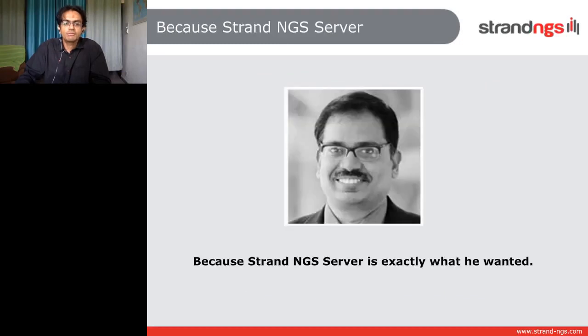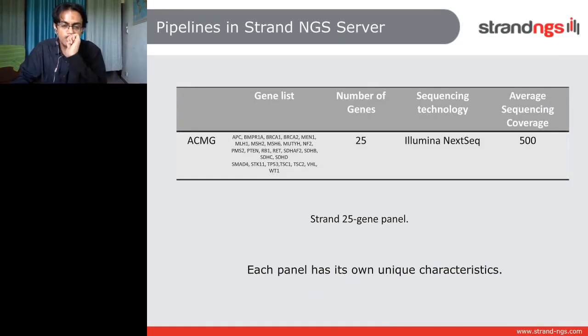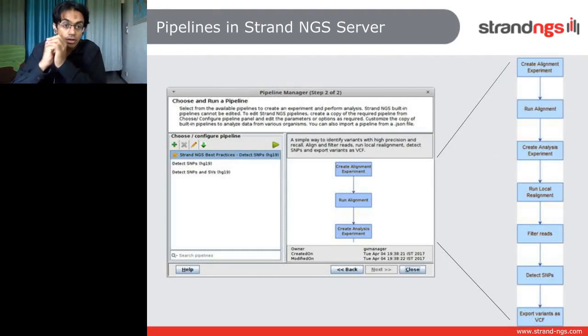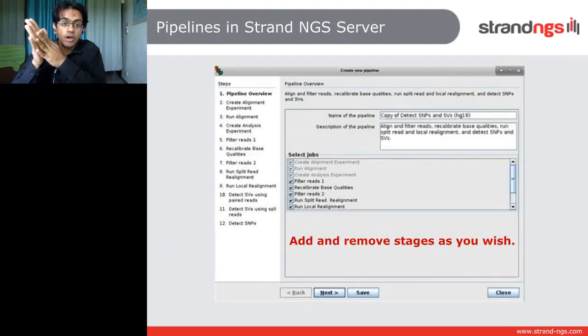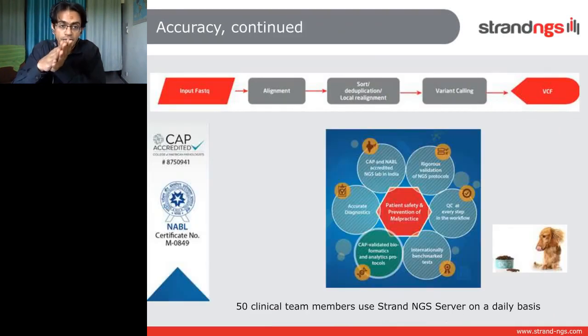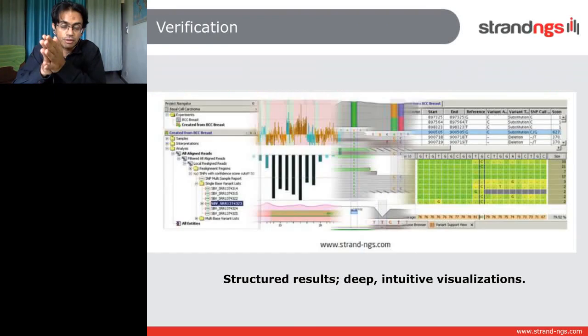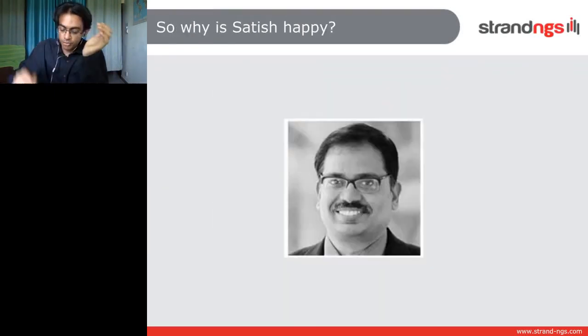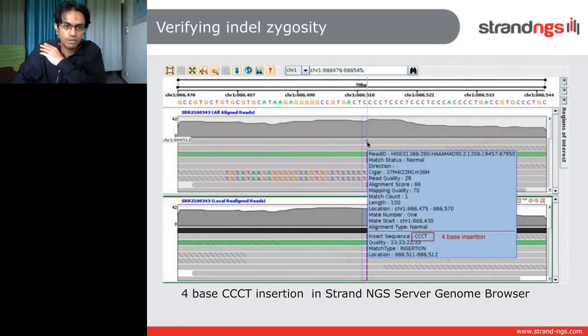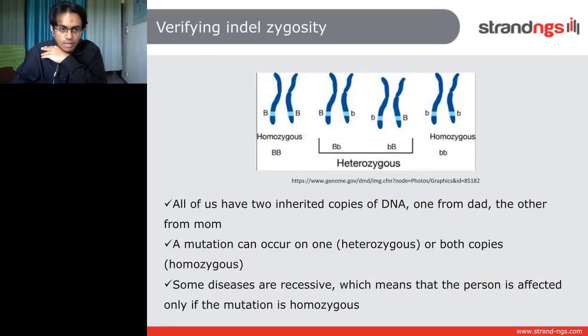Right, so I'm just going to go over what zygosity really means. Once again, you inherit one copy of DNA from your father and the other from your mother. So you have two copies of DNA in every cell of your body, right? And if a mutation occurs, it can occur on one of the copies, so maybe the one you inherited from your dad, or it can occur on both copies. If it occurs on one copy, it's called a heterozygous mutation. If it occurs on both copies, it's called a homozygous mutation.